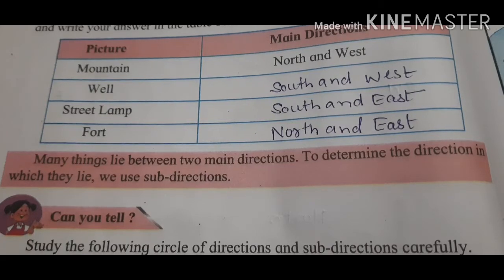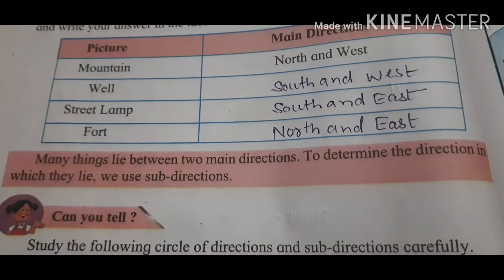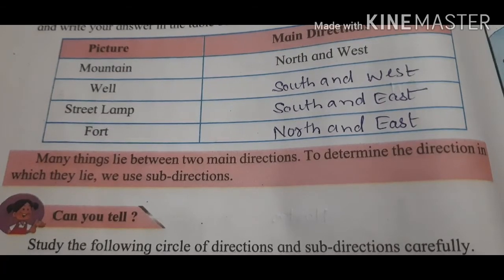Well, it is between south and west. So it comes under southwest direction. Street lamp is between south and east direction. So direction over here is southeast direction. What about fort? Yes, it is between north and east direction. That is why it comes in direction northeast.